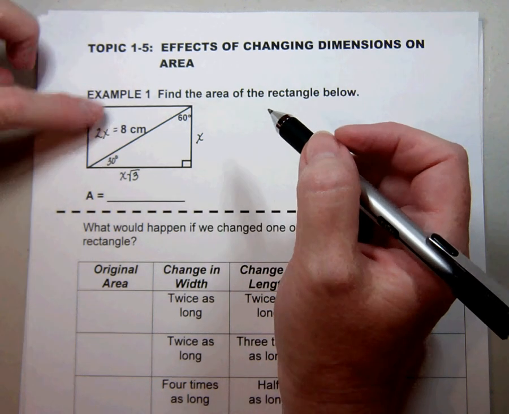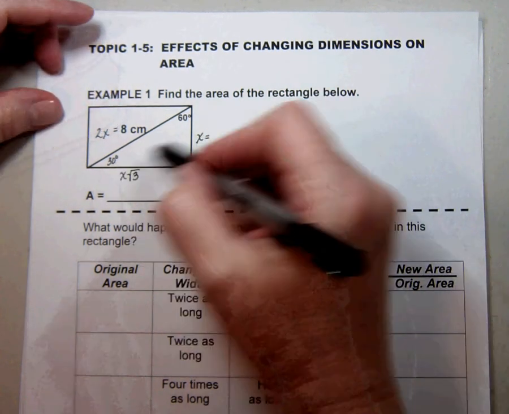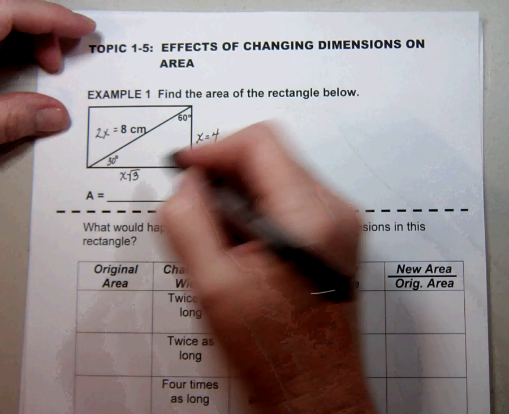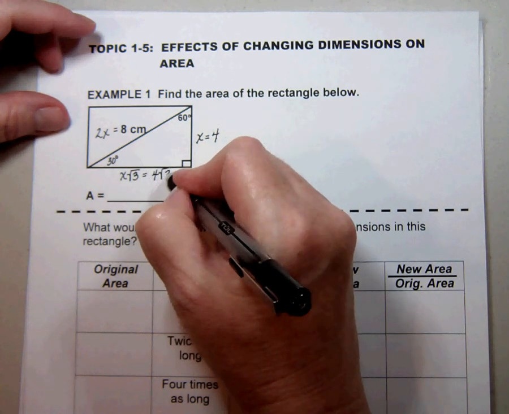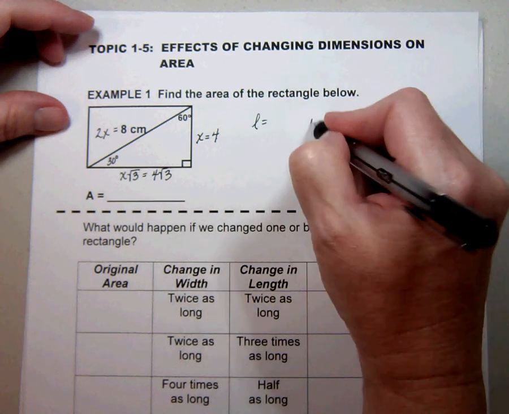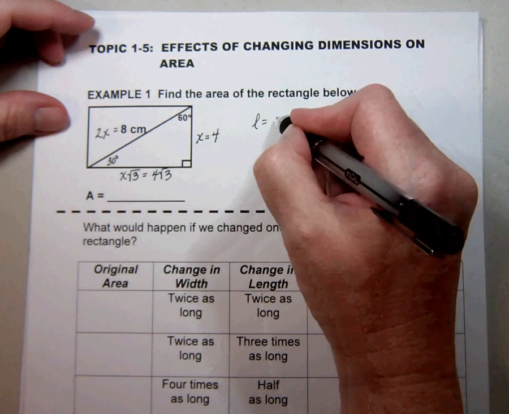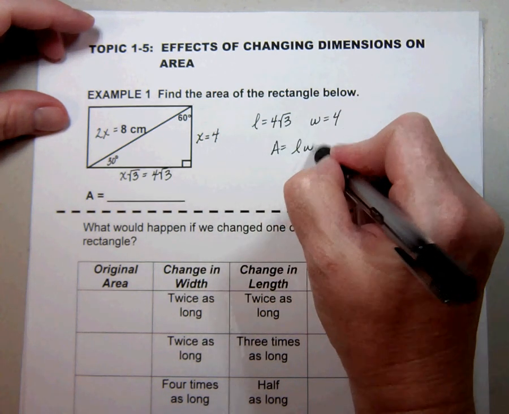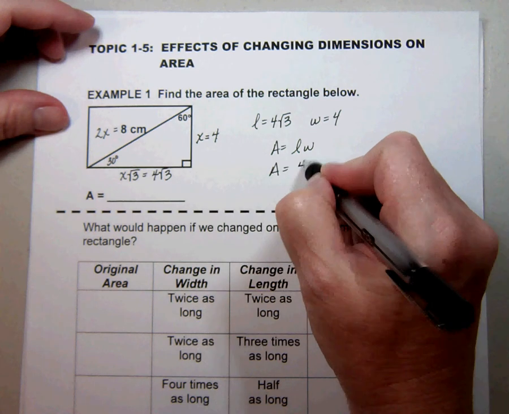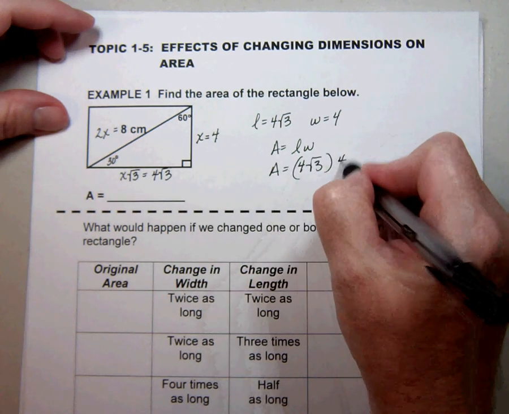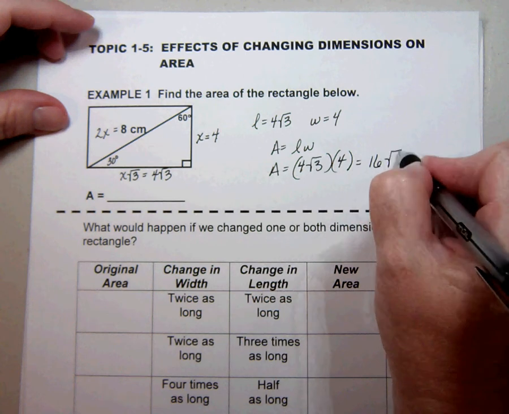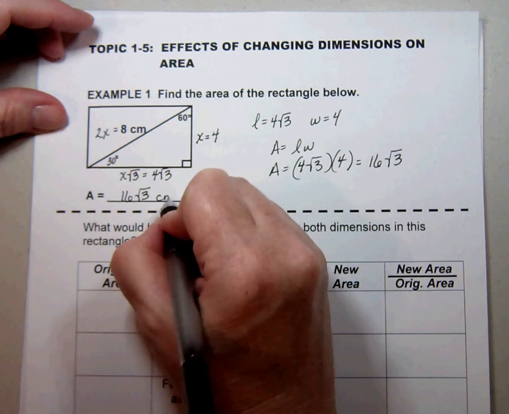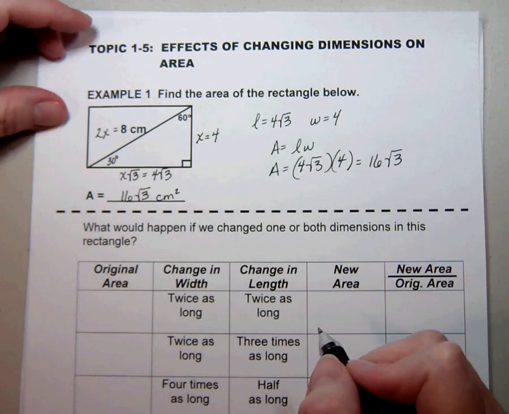So if twice the small side is 8, that means our side across from our 30-degree angle has to be a 4. And if 4 is our short leg, then our long leg is 4 times the square root of 3. So there we have our length and our width. Our width is 4, our length is 4 times the square root of 3. An area for rectangles is just length times width, so you're just multiplying the 4 times square root of 3 times 4. That's just 16 times the square root of 3. So there's your answer for the area, square centimeters, of this rectangle.